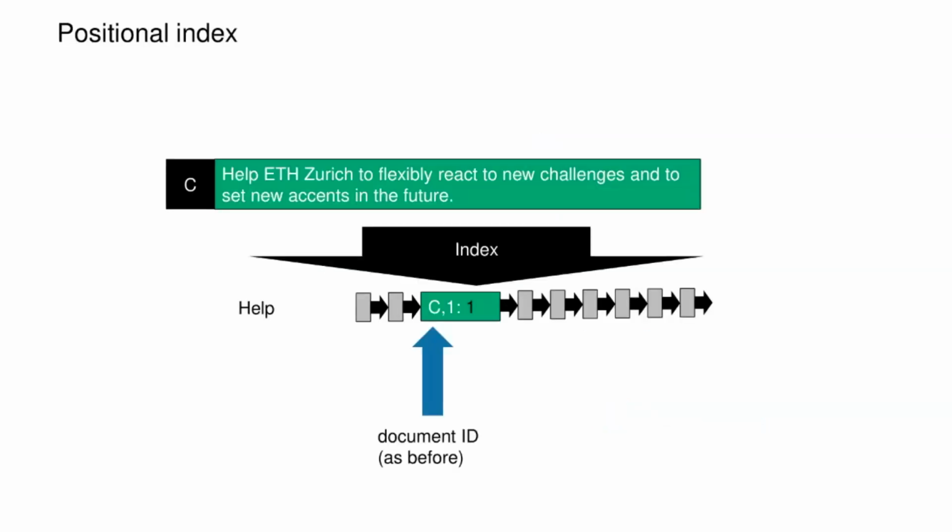So we have another solution. Solution number one was the byword index or K-word index. Solution number two is a positional index. So that's something different. Now we still have single terms on the left.